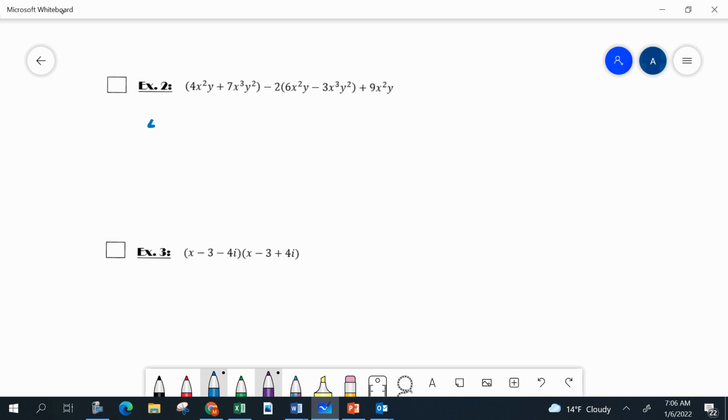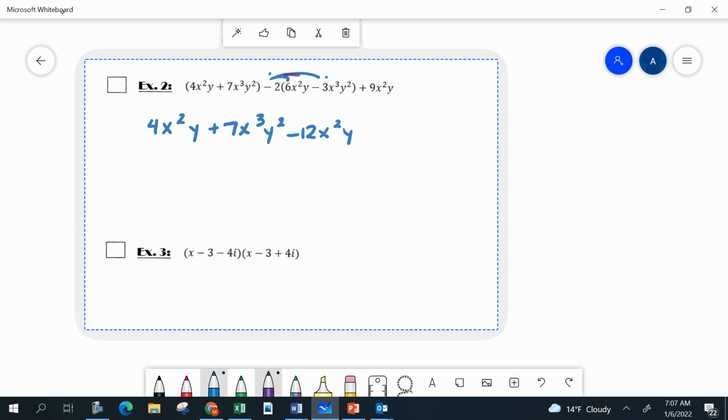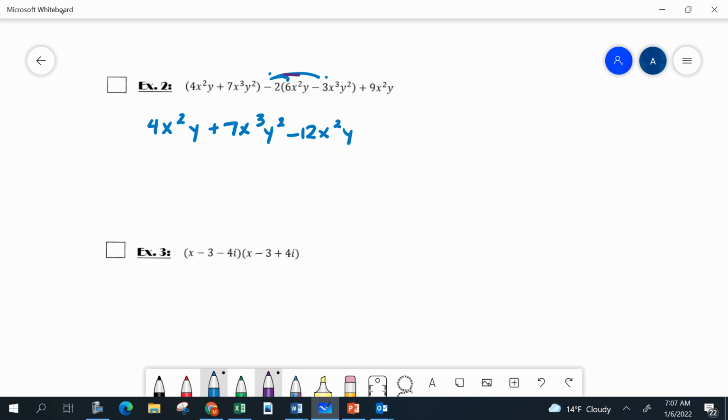All right, so what we're going to do for this example is pretty much distribute anything that I see. So we've got negative 12 x squared y. This is going to distribute to make, sorry about that, plus 6 x cubed y squared, and then finally we've got a plus 9 squared y.